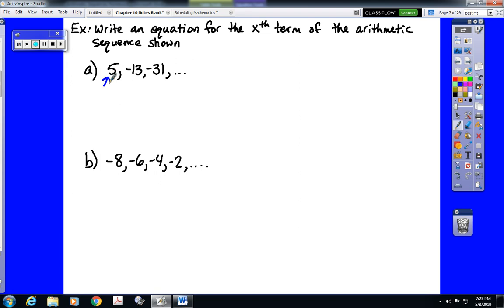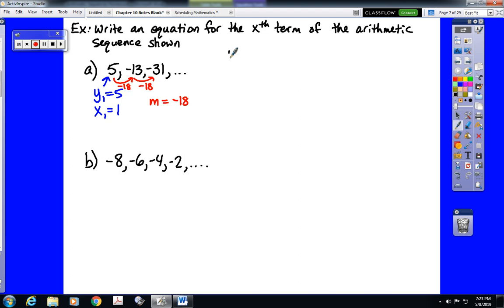We need to know that the first term is 5. So again, that tells us x1 and y1 because the first term, x sub 1, is 1, and that value is 5. So y sub 1 is 5. We also need to know the common difference. So what are we doing to it each time? Well, we're subtracting 18. Remember that that means that we're adding negative 18. So our m value is negative 18.